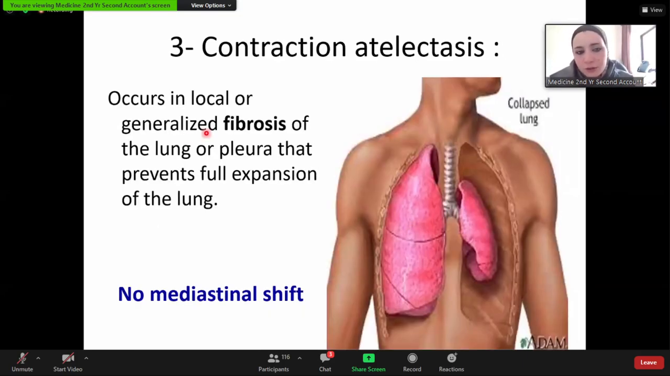Third type, اللي بنسميه contraction atelectasis. The contraction atelectasis is mainly due to fibrosis. And this fibrosis either involves the pleural cavity or the lung itself. Once the pleural cavity becomes fibrosed, or lung itself بصير فيها fibrosis, it will become fixed in place. ما فيها proper movement, so there will be no mediastinal shift. Mediastinum بضلو in the center. There will be no mediastinal shift.